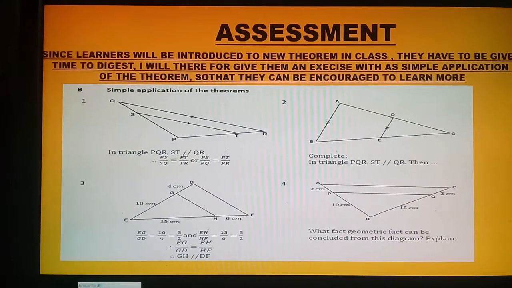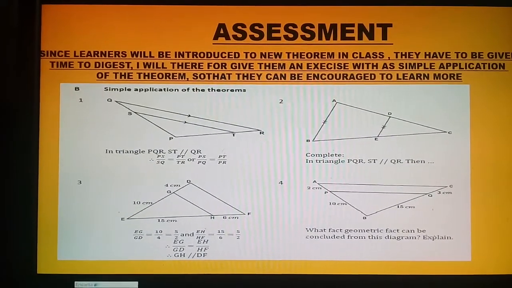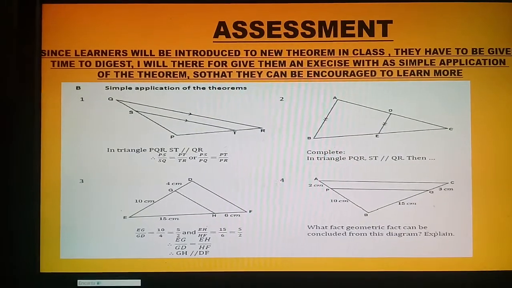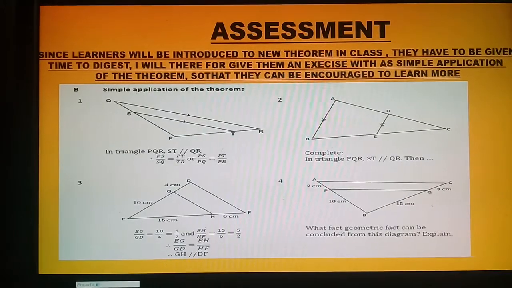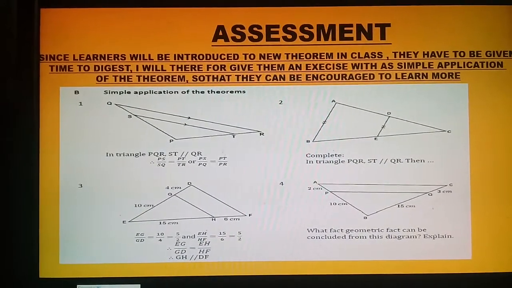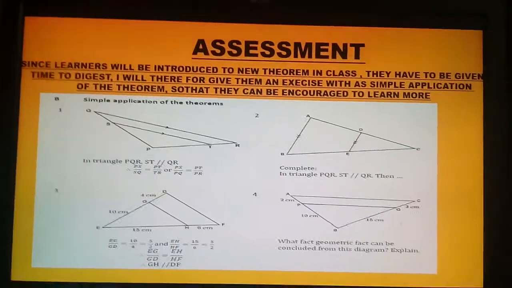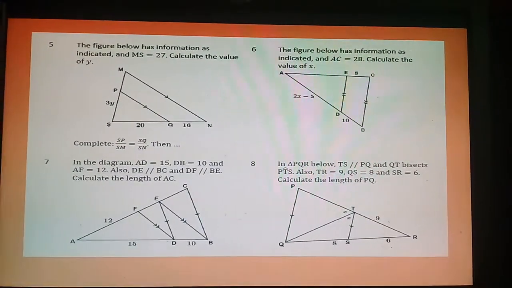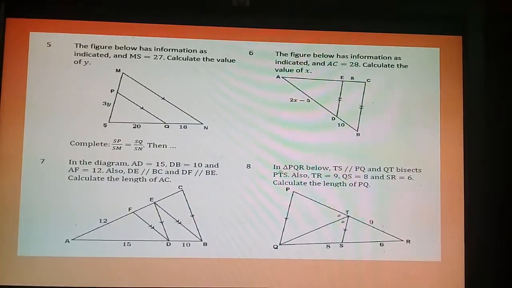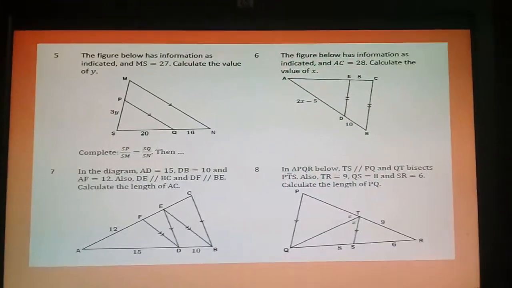And remember, our objective number 2 says the learners should be able to apply this theorem. Now they have to apply it, because they know that if we have a triangle and a line divides that triangle, then the sides are divided in proportion, so they have to apply that theorem. Then this is another problem that you can do: problem number 5, problem number 6, problem number 7, and problem number 8 are simple applications of the theorem.